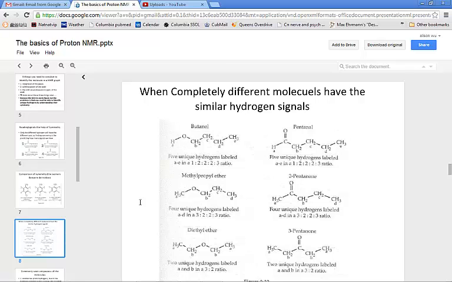And you also have to recognize that these two molecules have exactly the same hydrogen ratio, but this is different. This is butanol, this is pentanol, so it's different. And later on we're going to see that the shift value is going to be different, because this hydrogen is connected to a carbon, and this hydrogen is connected to an oxygen. More about that later.